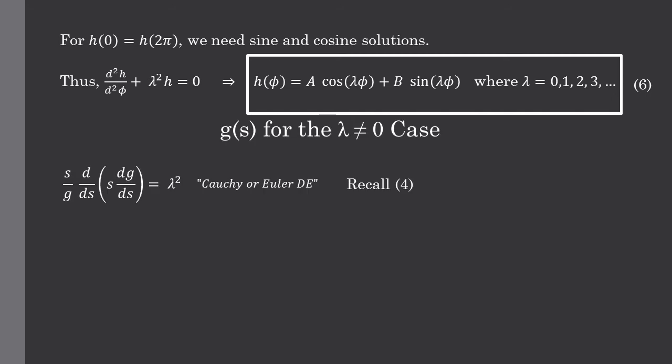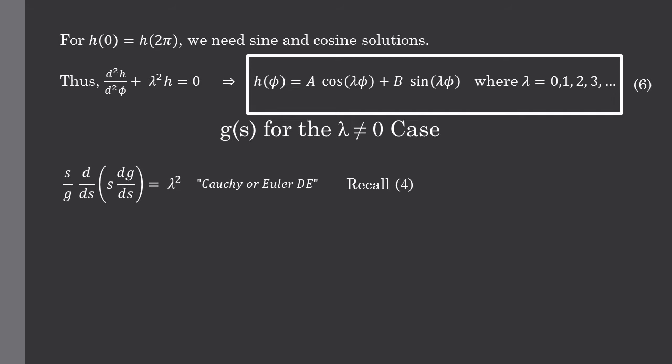Looking at the lambda is not 0 case, we need to note that this is a type of differential equation called a Cauchy or Euler differential equation. Similar to how when you look at equation 5, the h of phi differential equation, you can say, oh well, I know to guess that h of phi is a e to the lambda t, and that'll solve it.